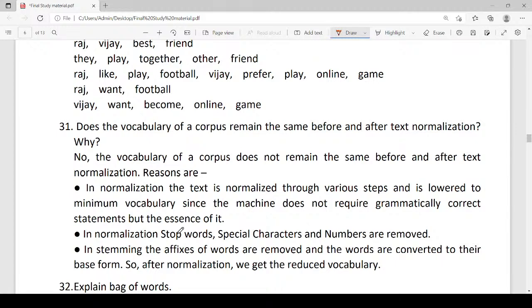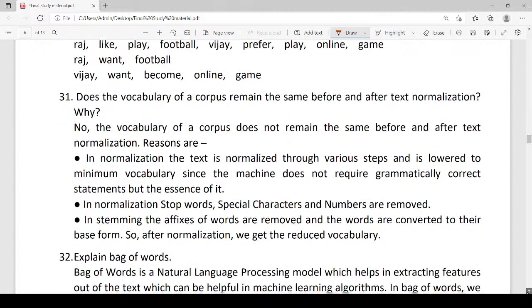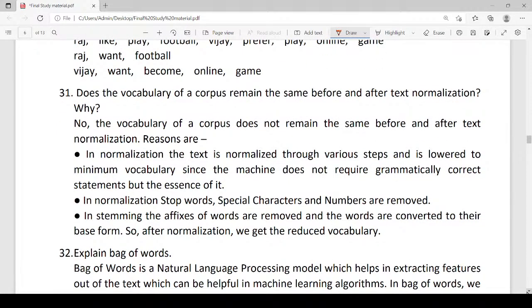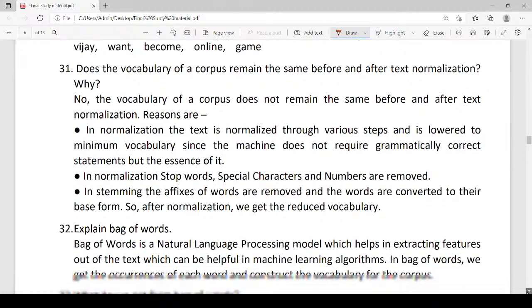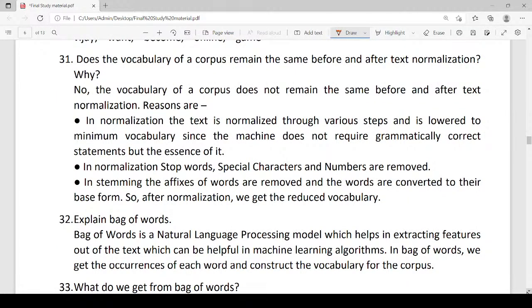It's a modeling algorithm. Exactly. It's an NLP based algorithm. Very good. More answers. What is bag of words? Wherein we get the vocabulary of words and the frequency. Exactly, Avni. So try to frame it in proper sentence. It's an NLP model which helps in extracting features out of the text that can be helpful in machine learning algorithms. So we get the occurrences of each word and construct a vocabulary of the corpus.